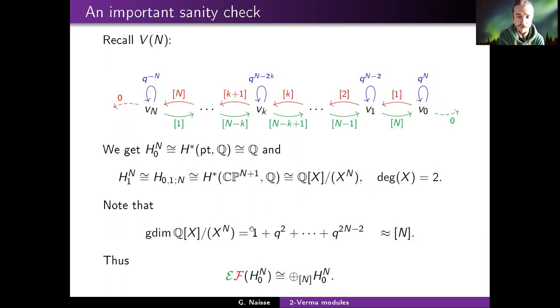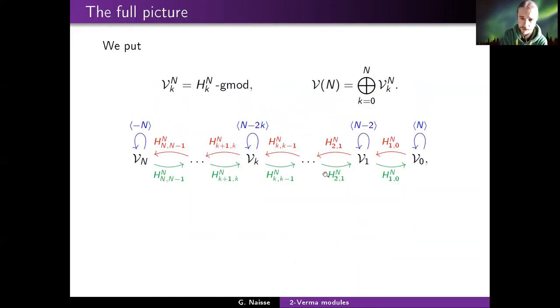And the graded dimension of this guy, of course, is 1 plus q squared plus and so on, q to n minus 2, because you just have one element in degree 0, and then you have x in degree 2, and then x squared in degree 4, and so on. And up to some global shift, this is essentially your quantum integer n. And so in conclusion, if I act with E and F, I will indeed basically take a direct sum of quantum integer n copy of my ground ring. Okay, so this is the full picture.